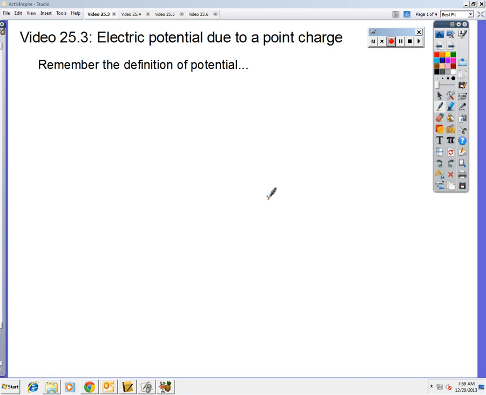Now remember, the definition of electric potential was V equals negative integral of E dot dx, where E is the electric field and dx is a short distance. And we're also going to say at infinity, the electric potential equals 0. So that's where we're going to start.